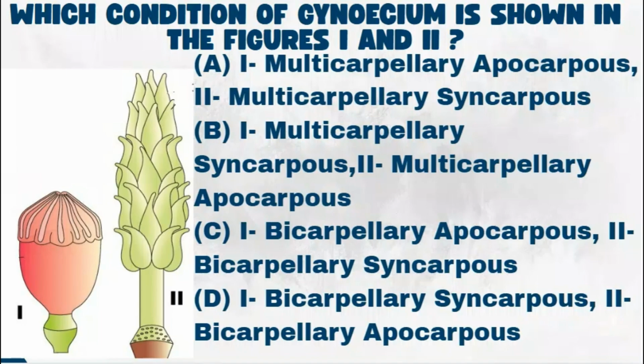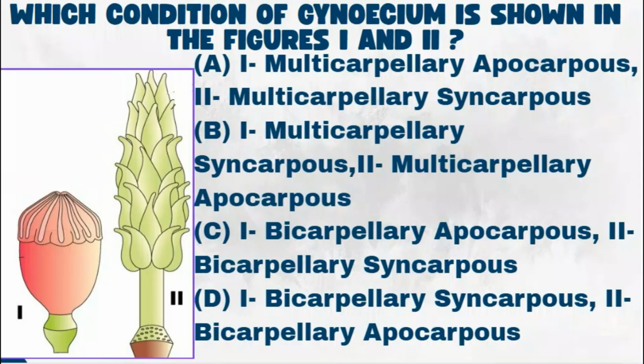Option C: Figure 1 is bicarpellary apocarpous, Figure 2 is bicarpellary syncarpous. Option D says Figure 1 is bicarpellary syncarpous and Figure 2 is bicarpellary apocarpous. So what do you think will be the correct option?